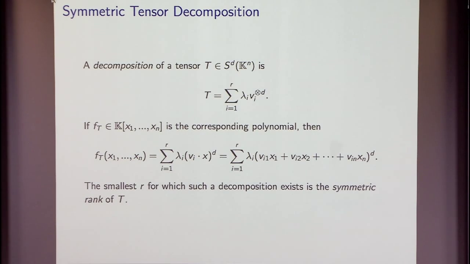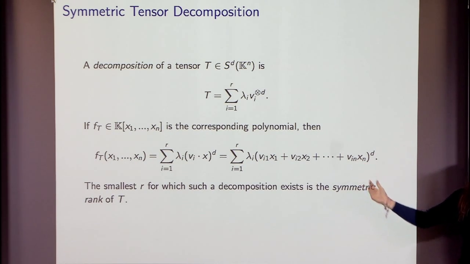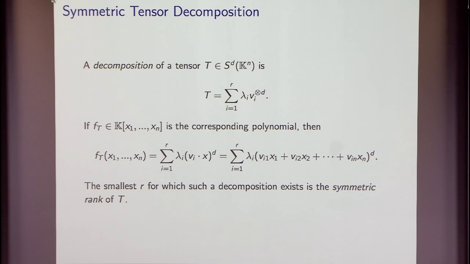So what is symmetric tensor decomposition? You probably all know by now. A decomposition of a tensor is just an expression for the tensor as the sum over i from 1 to r of lambda_i v_i to the tensor power d. Here this is symmetric. For the corresponding polynomial f_T, this is the same as writing it as the sum over i from 1 to r of lambda_i times these linear forms to the power d, with the same vectors v_i. So we take (v_i1 x1 plus v_i2 x2 plus through v_in xn) to the power d. Okay. And the smallest r for which such a decomposition exists is called the symmetric rank of T.